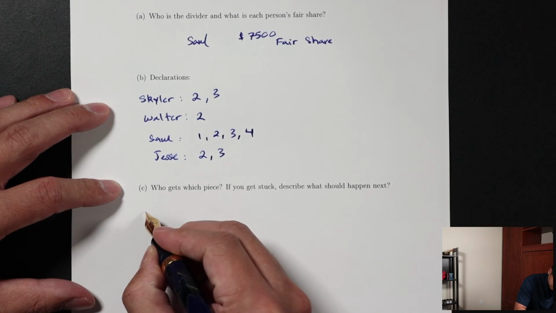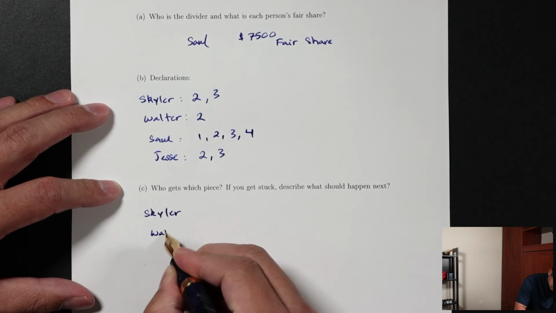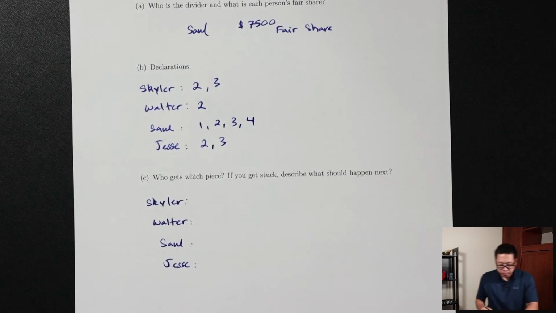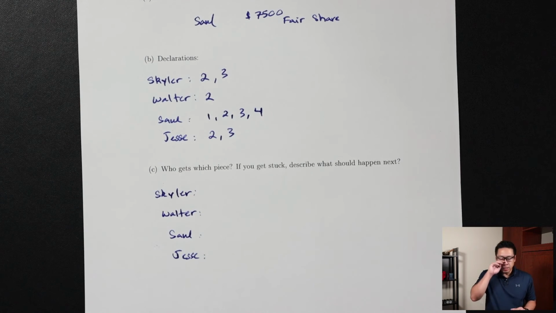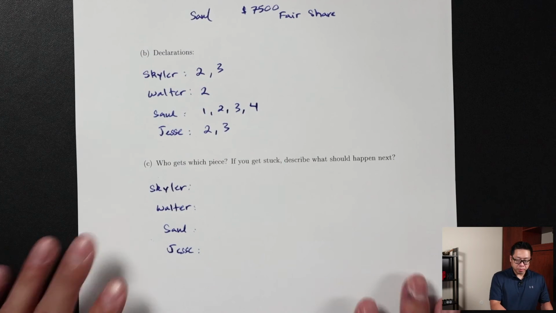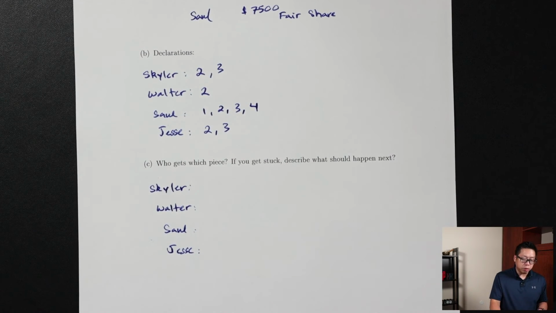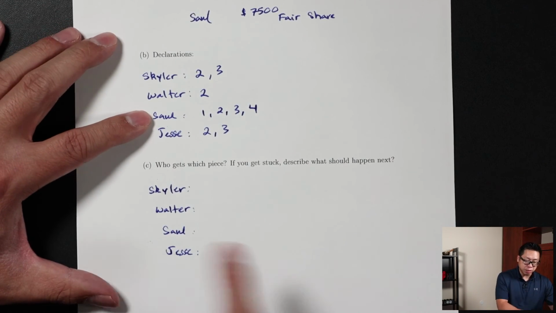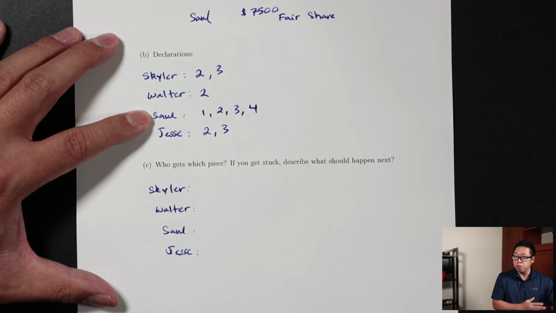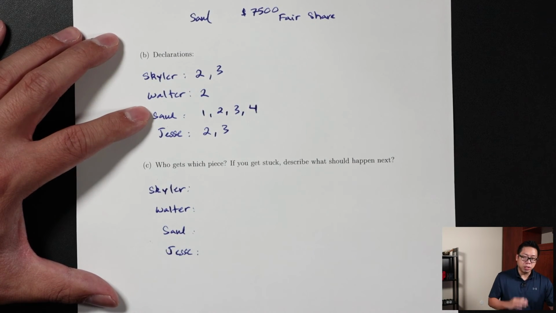Okay, let me rewrite everyone's names. Okay. So forget about the table. Just look at everyone's list and try to give everyone one of the pieces that's on their list. Okay. Sometimes you get stuck. And my recommendation here is to deal with the divider last. Okay, in this case it's Sol, because the divider is going to be the person that's most flexible, right? They will accept any piece.